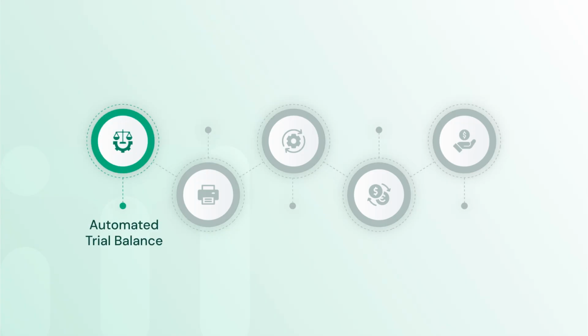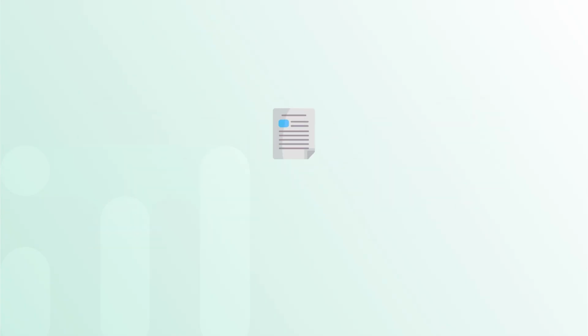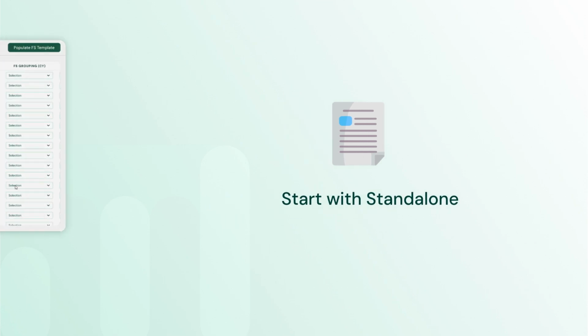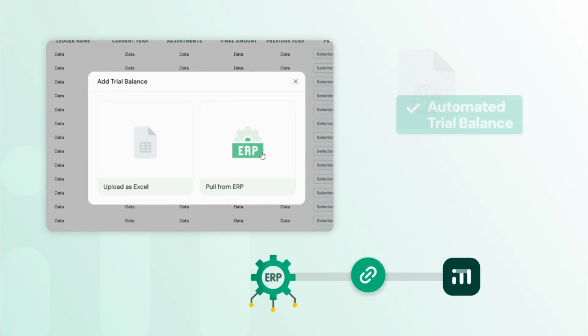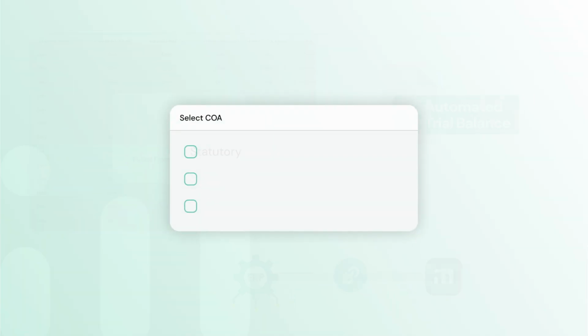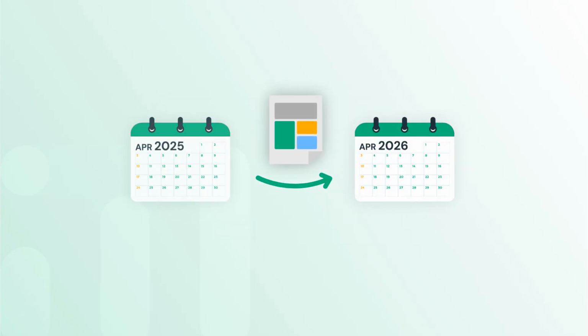Automated trial balance. Start with standalone. Link your ERP once for automated trial balance extraction. Maintain multiple COAs for statutory, group and MIS. Roll templates forward across periods.